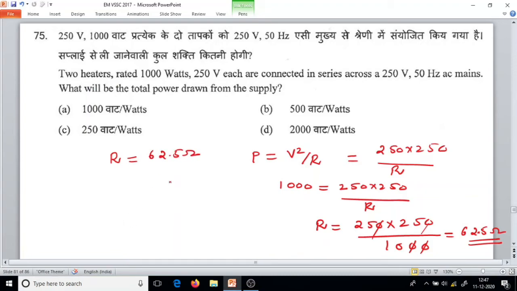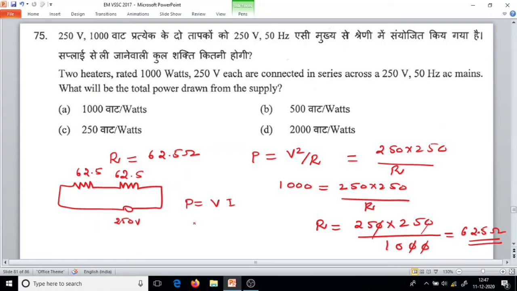Now what is the question? When these two heaters are connected in series, what is the power drawn? So it is equivalent to two resistors of 62.5 ohm connected in series and applying 250 volt. Now we have to find the power. Power equals V into I. What is the value of V? 250.